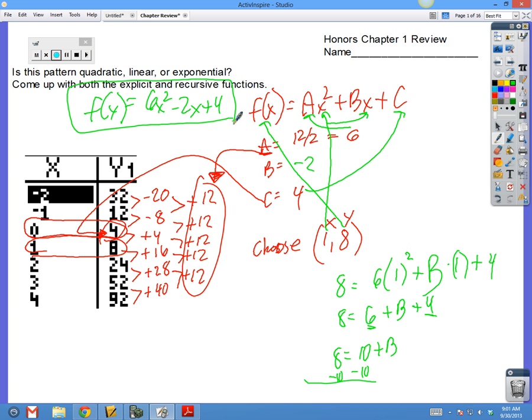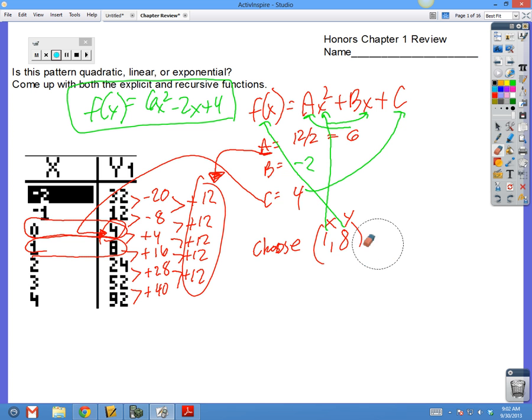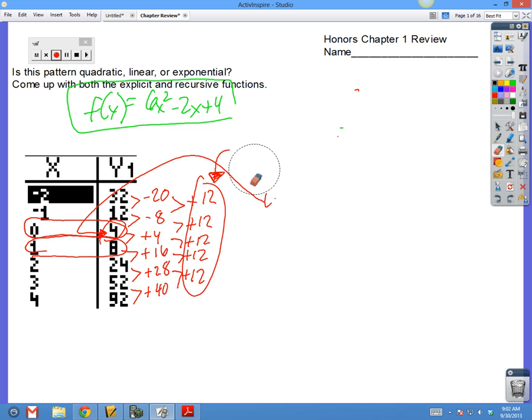And to double check it, if you punch this in on your calculator and you look at the table and it gives you this exact table, then you know 100% you're right. Okay, the recursive, we have not done recursive for a long time. The explicit function will give you the answer. If you plug in 3 to these x's, it will spit out a 52. If you plug in 4, it will spit out a 92. So the explicit function gives you the exact answer at any given x.